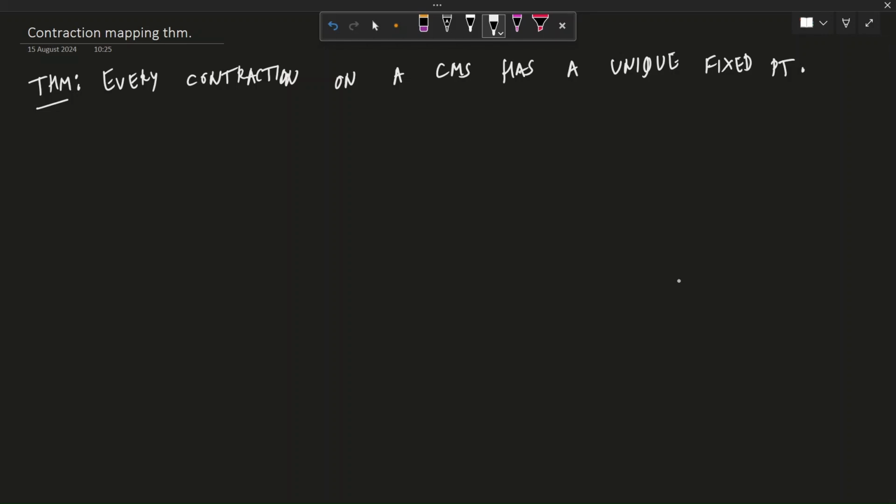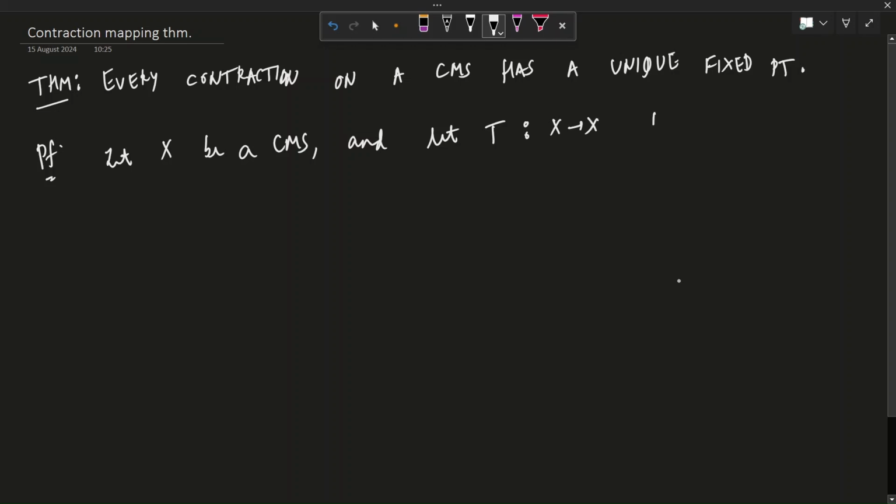So let us start by setting up the proof. I'm going to call X my complete metric space. So let X be a complete metric space and let T from X to X be a contraction with contraction constant k.